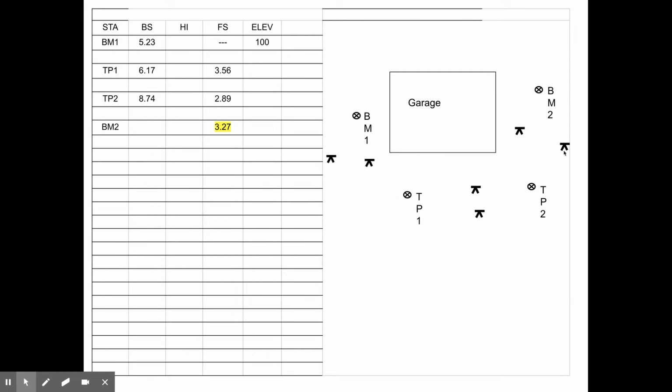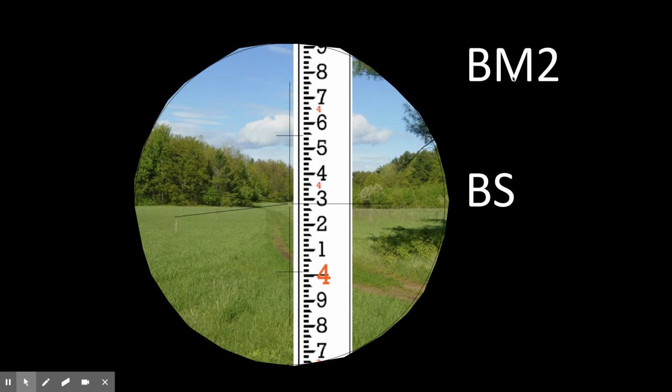Now what we have to do is actually reset our level to make all this work out. The reason we do this is to check our math, to make sure that we didn't get off as we came around this garage. So we set up here and we take a backside to our benchmark 2. The backside to benchmark 2 is going to be 4.2.